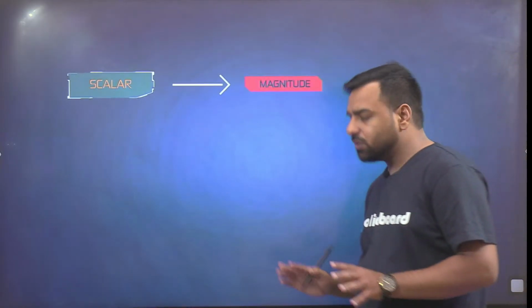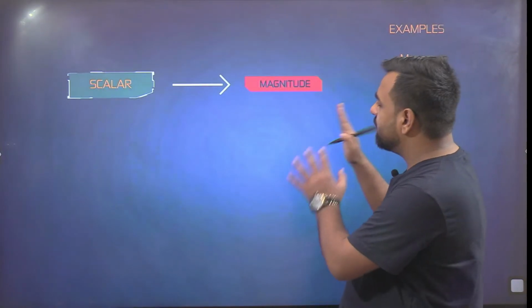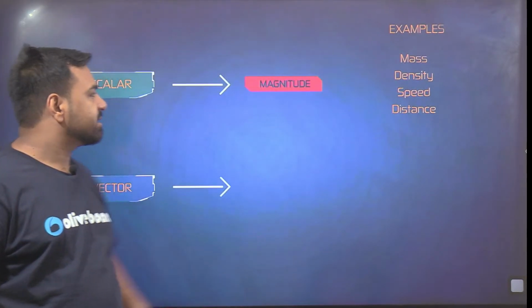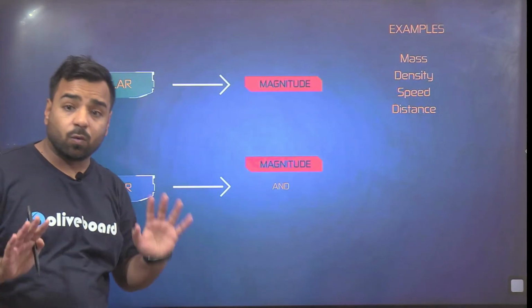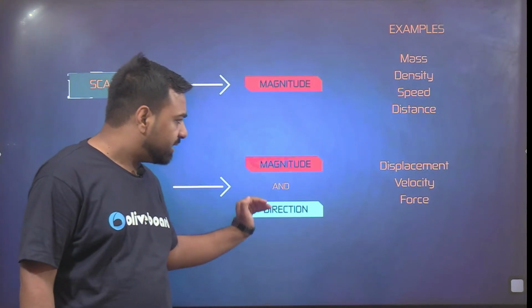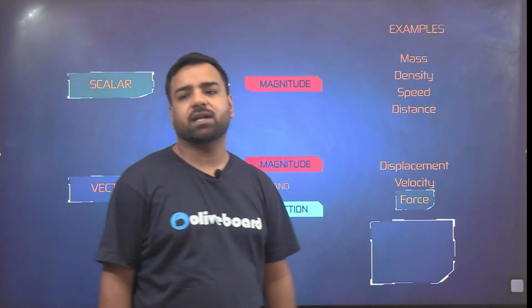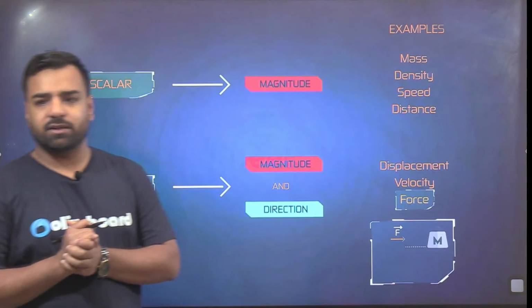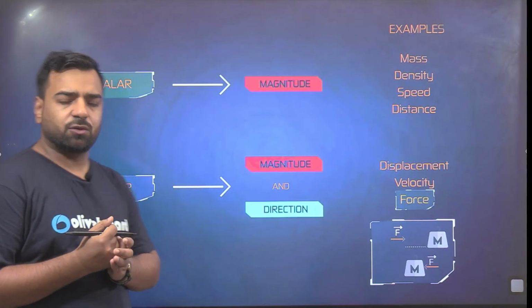So what we have understood, if I talk about a scalar quantity, it only includes the magnitude, and here mass, density, speed, distance, they all are under the same category. What if I talk about vector quantity? Vector quantities have both magnitude and direction. So displacement, velocity, force, they are examples of vector quantities. So this part is clear, right? I have some more examples to explain to you.